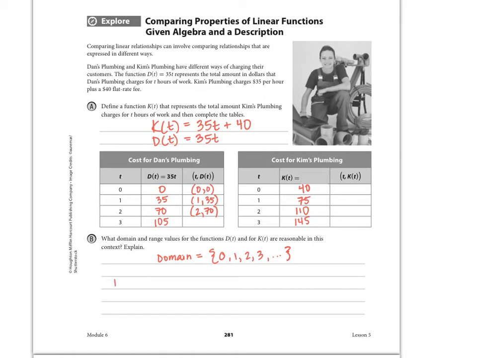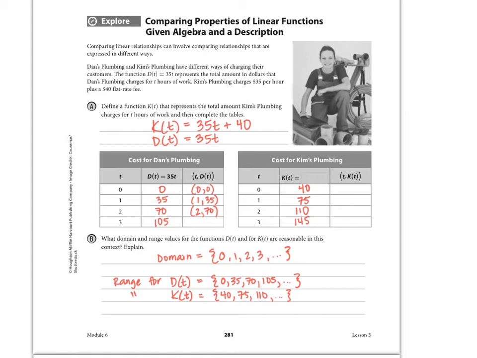And so the range is going to be different. Let's say the range for d of t is 0, 35, 70, 105, dot, dot, dot. So these are just our outputs, right? And then the range for k of t is, oops, not 0. 0 is not in there. My mistake. We have 40, that's the lowest one, and then 75, and then 110. And then I'm just going to put dot, dot, dot after that.